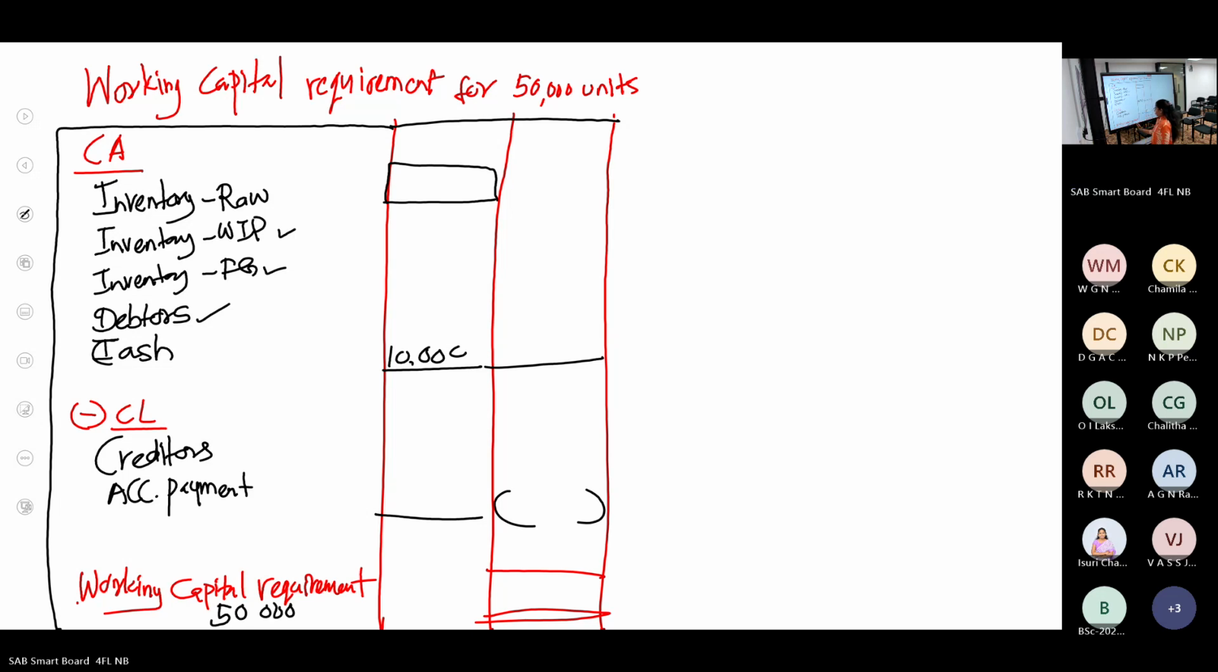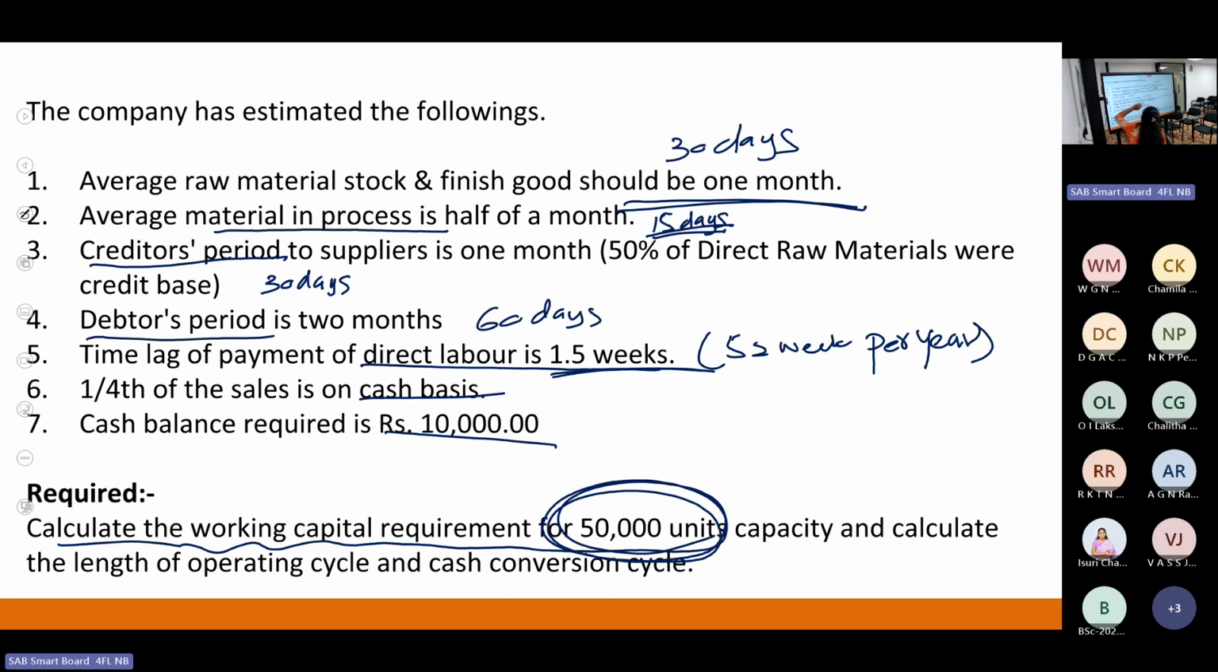Right. Now, okay, how can we start? Very easy, right? We'll start as per the given information. The first information is regarding what? It's regarding raw material stock and finished good inventory. We'll draw it, we'll write it.